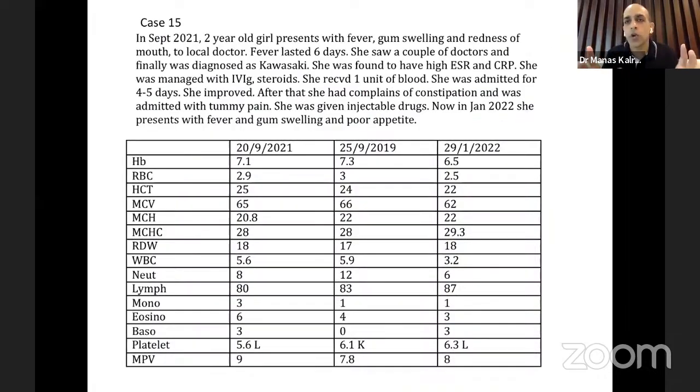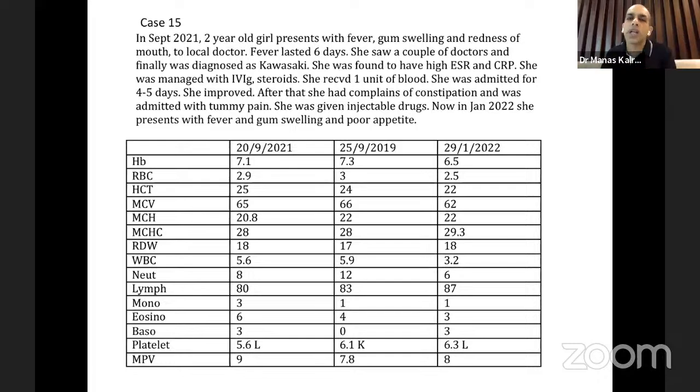Now, while we are talking of neutropenia, this is a very interesting case. This child came to me from Kashmir, a 2-year-old girl, presenting with fever, gum swelling, redness of the mouth, to a local doctor. Fever lasted for 6 days. She saw a couple of doctors, finally was diagnosed with Kawasaki. She had high ESR, high CRP. She was given steroids, IVIG. One unit of blood was given. Why? Because everybody in India has iron deficiency.